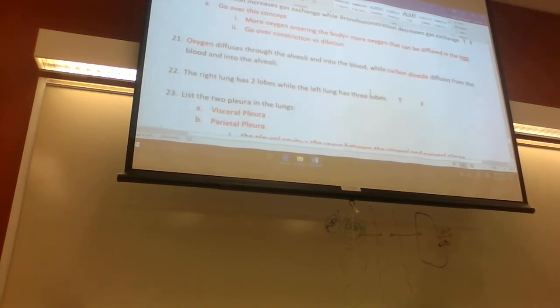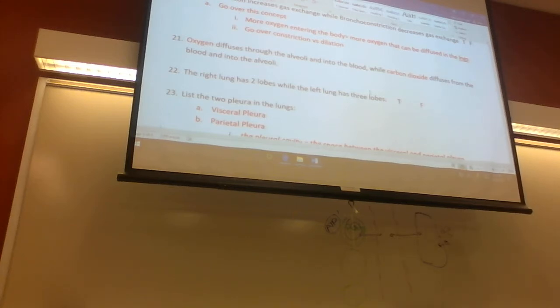Number 20, bronchodilation increases gas exchange, while bronchoconstriction decreases gas exchange. And this is true. Broncho, talking about your bronchioles, and then dilation, meaning that they get bigger, they open up more so you can breathe. And then constriction means it gets smaller and it closes up. So that's just a term, hopefully that kind of registers if you're reading. You may already know this, but it's just here in case you don't.